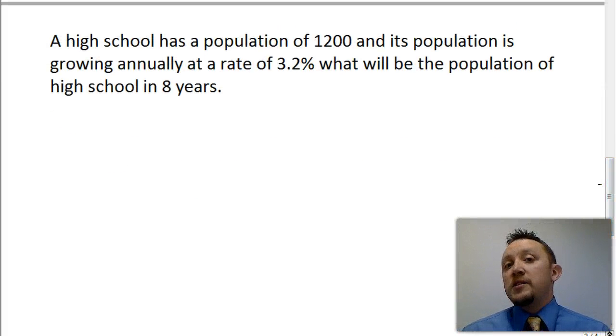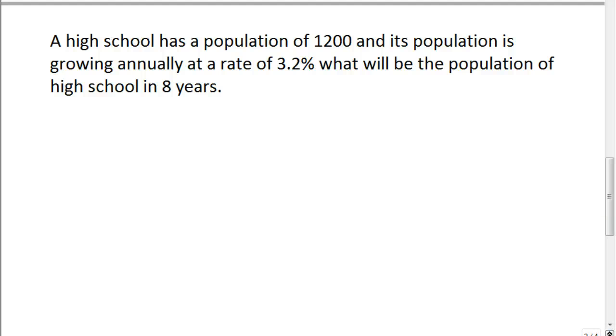Here we have a high school that has a population of 1,200 students, and its population is growing annually at a rate of 3.2%. I want to figure out what the population is going to be for that high school 8 years from now. So we're going to have to use that equation, y equals a times b to the x. Well, let's start by identifying those different pieces, and then we'll plug them into that equation.